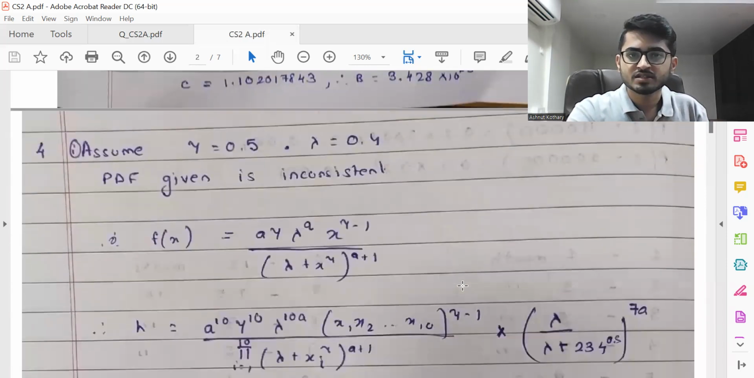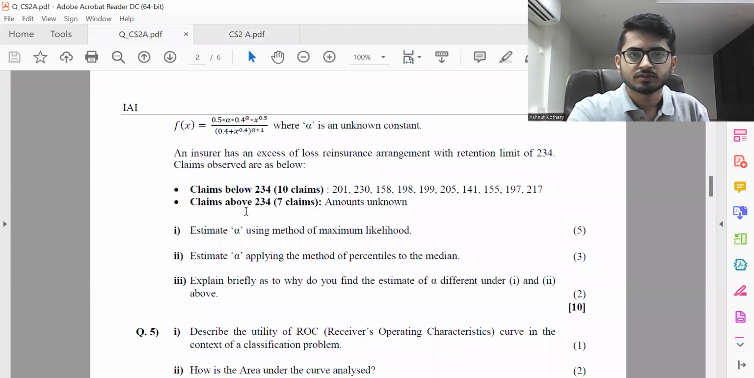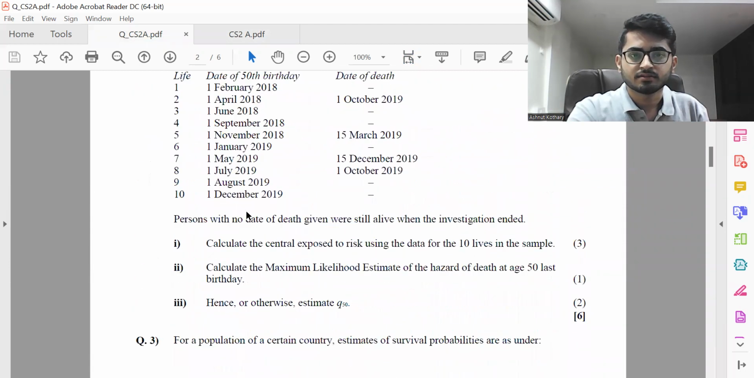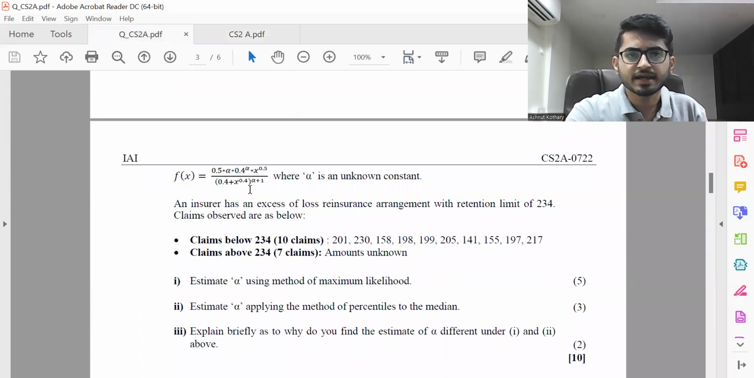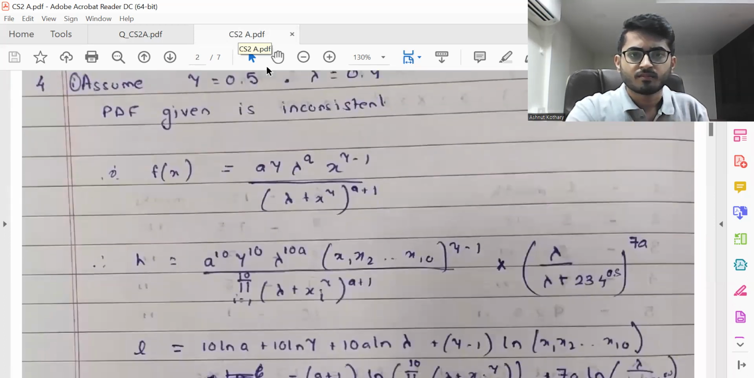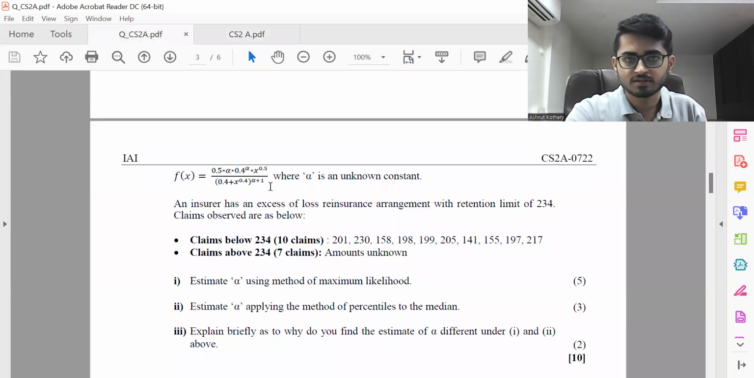Next, we have question 4, which is where there was an error. The question states that it follows a Burr distribution with density function 0.4 plus x to the power 0.4 to the power alpha plus 1. Now if we take a look at the tables and see the formula, it is of this form: alpha lambda to the power alpha into gamma into x to the power gamma minus 1, over lambda plus x to the power gamma, to the power alpha plus 1. So if I compare, alpha plus 1 over here and what I get over here is alpha plus 1. Fine.